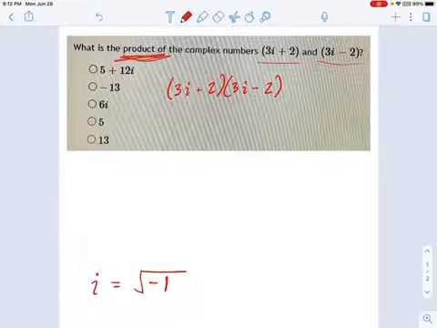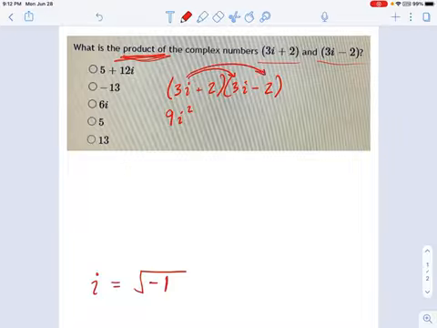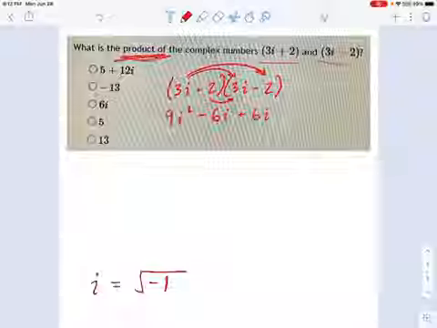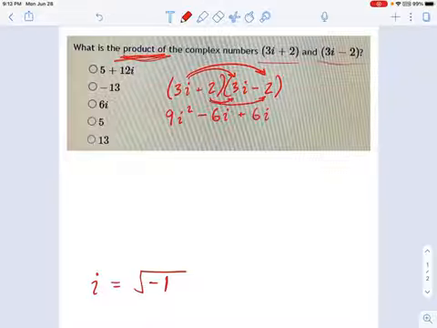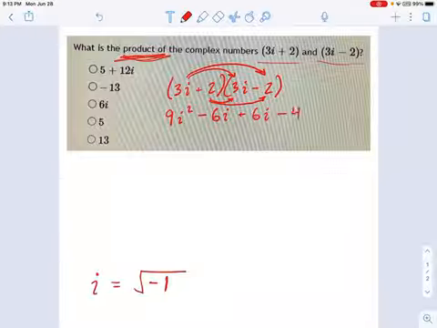Okay, that's the product. And let's use our distribution techniques that we've learned to do this. So remember, first you multiply the first term times the first term of each. This becomes 3i times 3i. Well, that's 9i squared. And then we're going to take the outer terms. 3i times -2, that's going to be -6i. Then the inner terms right here, that's going to be positive 6i. And the last terms, positive 2 times -2, that comes out to be -4.